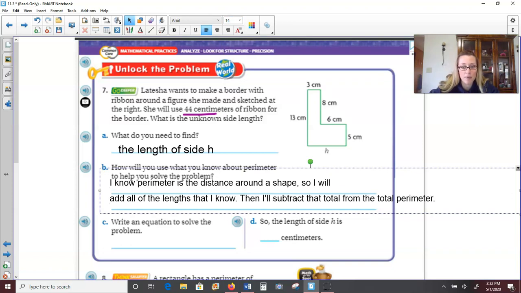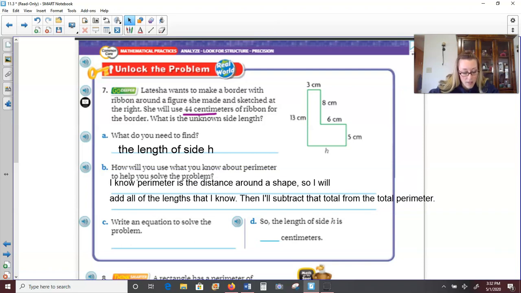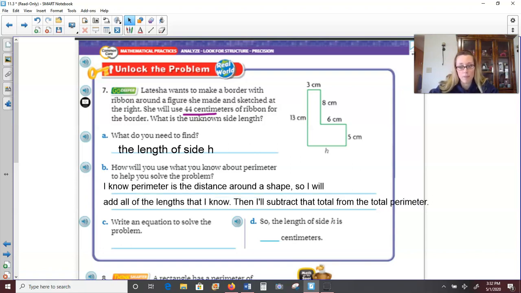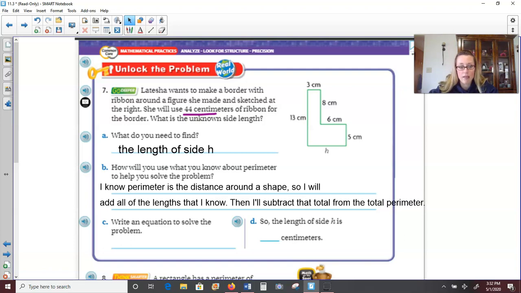I know the perimeter is the distance around. They said, so I can add the sides I know and then write a related equation. Okay, so pretty similar to what I said. I know perimeter is the distance around a shape, so I will add all of the lengths that I know. Then I'll subtract that total from the total perimeter. And what's left is going to be the missing side.